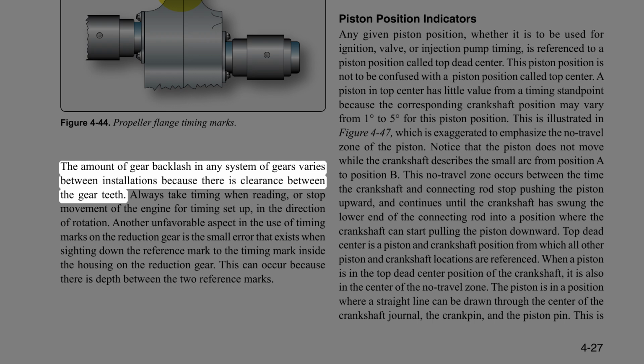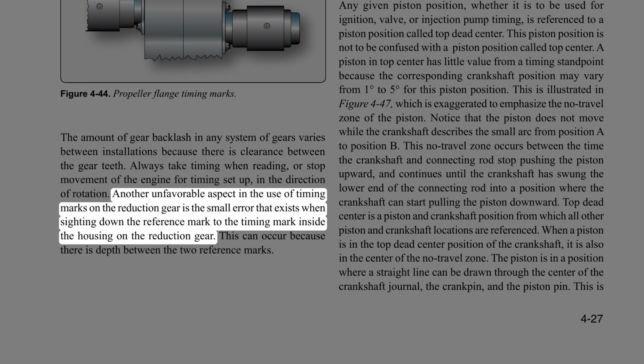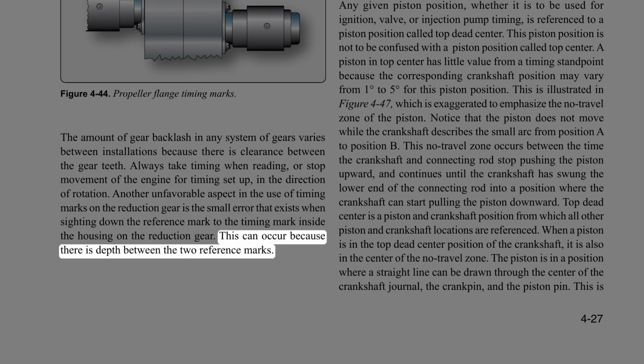The amount of gear backlash in any system of gears varies between installations because there is clearance between the gear teeth. Always take timing readings, or stop movement of the engine for timing setup, in the direction of rotation. Another unfavorable aspect in the use of timing marks on the reduction gear is the small error that exists when sighting down the reference mark to the timing mark inside the housing on the reduction gear. This can occur because there is depth between the two reference marks.